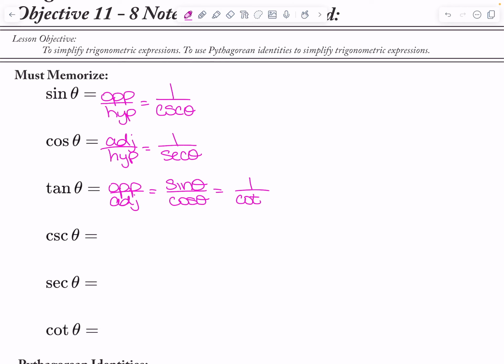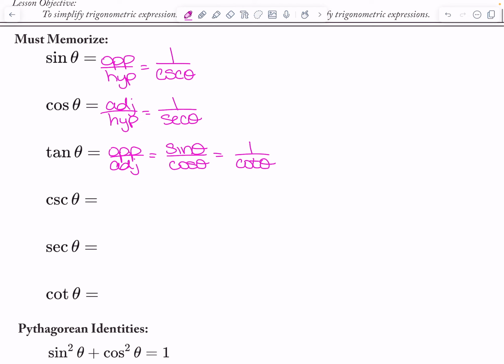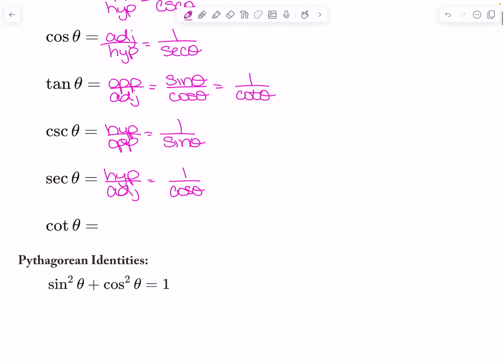is 1 over cotangent. And then cosecant is hypotenuse over opposite, so we say that that's 1 over sine. And then hypotenuse over adjacent is secant, and that's 1 over cosine. And then cotangent is adjacent over opposite, which is cosine over sine, or 1 over tangent. And you do have to memorize all these. You're going to need all of them.